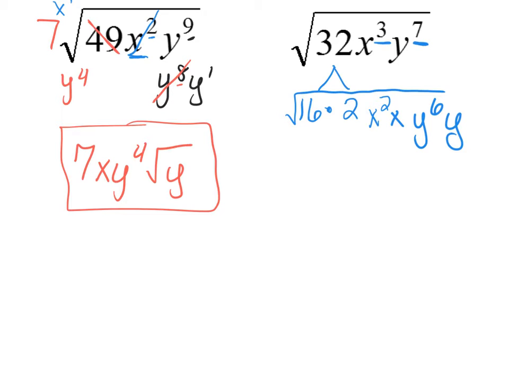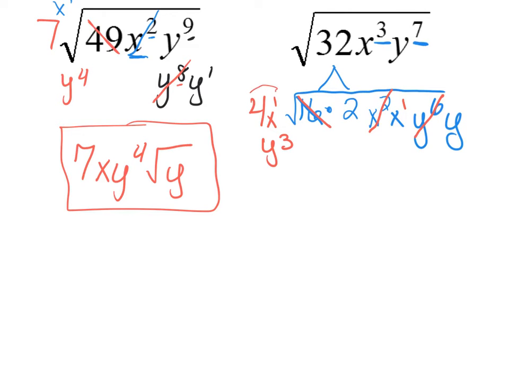Now I look at what I have under my radical. The square root of 16 is 4, so I'm going to put a 4. There is no square root for 2. X squared, we're going to cut in half and put x to the first, or just x. A 1, you can't cut in half. Y to the 6th becomes y to the 3rd.